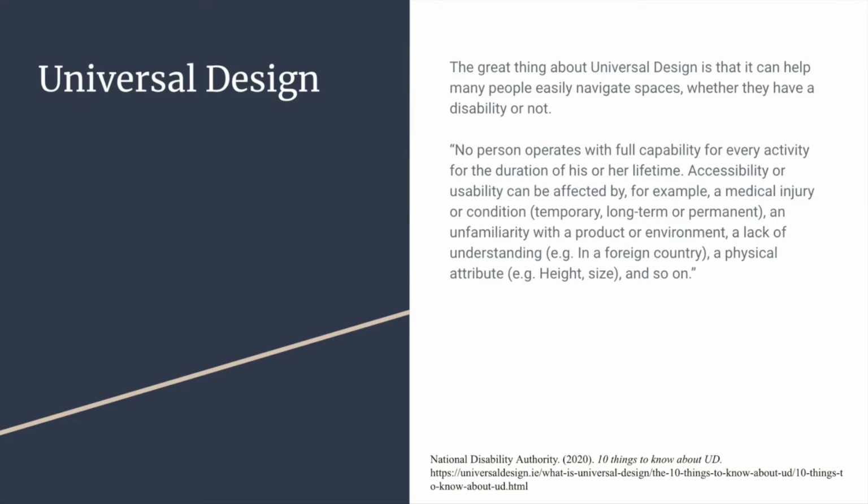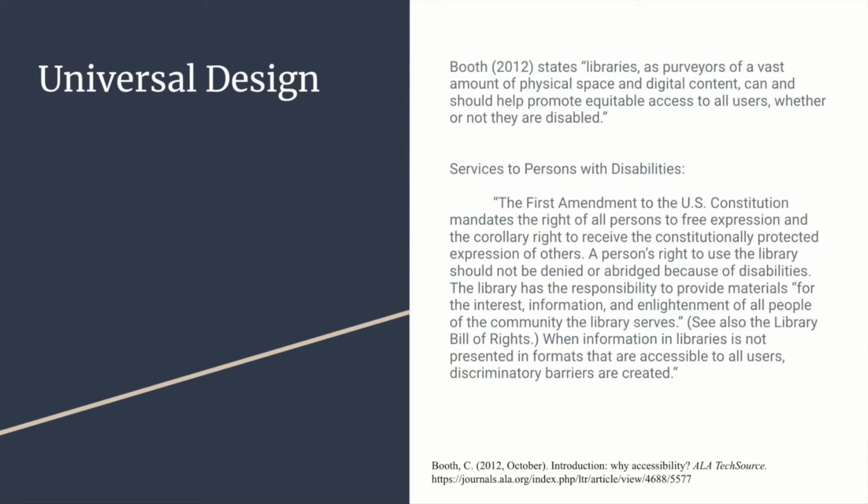Universal design makes it so a space is functional for the highest number of people, rather than an ableist space that caters only to people without disabilities. Booth explains the concept well, saying libraries, as purveyors of a vast amount of physical space and digital content, can and should help promote equitable access to all users, whether or not they are disabled.